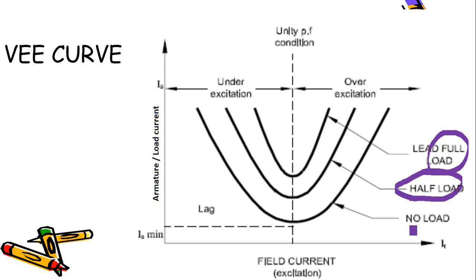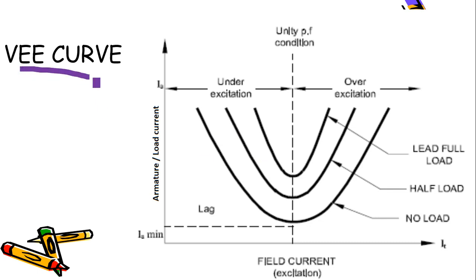And obviously no load condition, it is a presumption. Actually under no load condition there won't be any armature current. This is a presumption condition. Okay, so this is known as what? This is the V curve, which is the plot between field current and armature current, which is giving a shape of V for the load current.